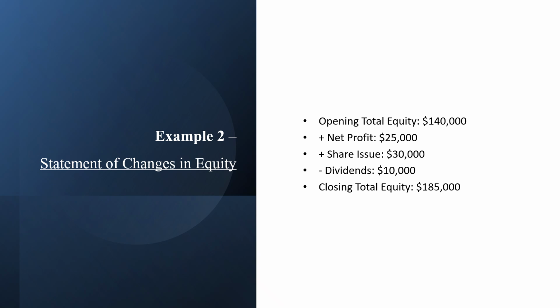Opening total equity, add net profit, then add share issue, and then subtract dividends. This results in closing equity of $185,000. This statement shows clearly that equity increased because of profit and new share capital, even though dividends reduced it slightly. This is exactly how accountants explain changes in equity to investors.